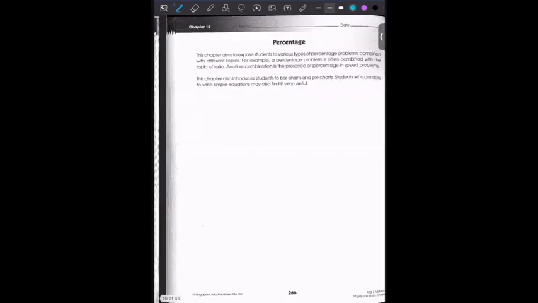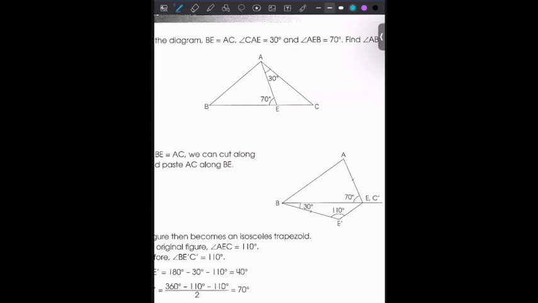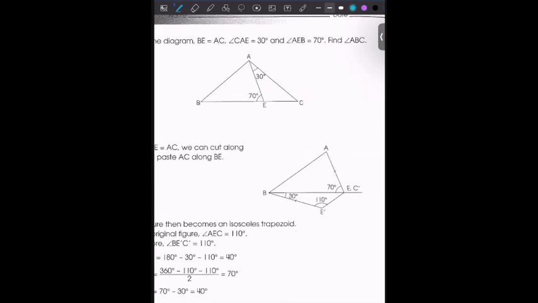So now we're going to go through two more examples for the triangles. So for example 4, in the diagram BE equals AC. So BE equals AC. And angle CAE here is 30 degrees and angle AEB is 70 degrees. And we're looking for angle ABC.